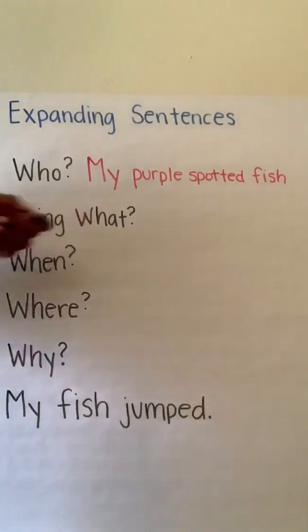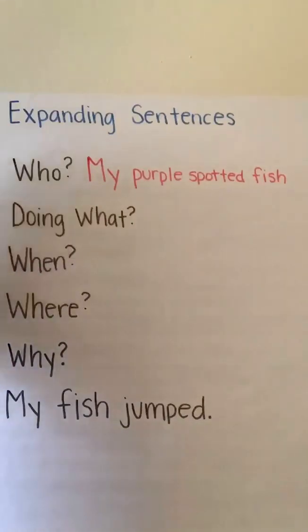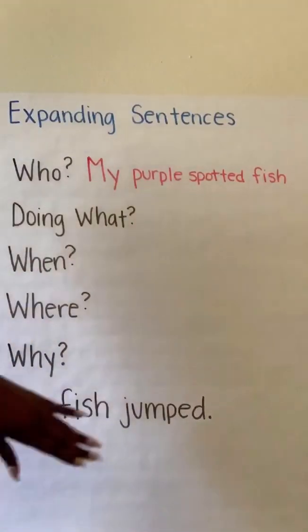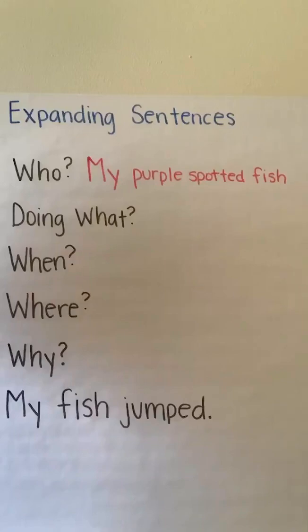So what is the fish doing? Doing what? What is the fish doing? We know it jumped. Did it jump high? Did it jump low? Did it jump in loops and swirls?